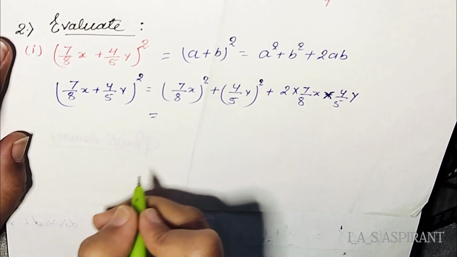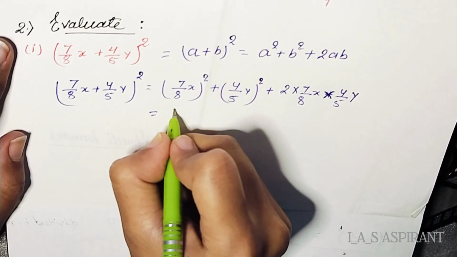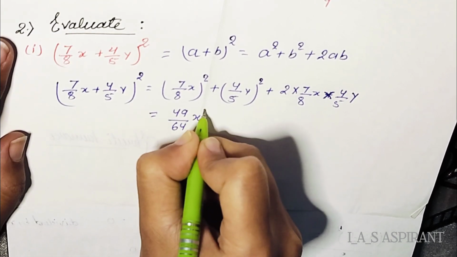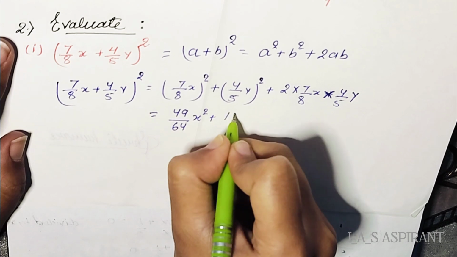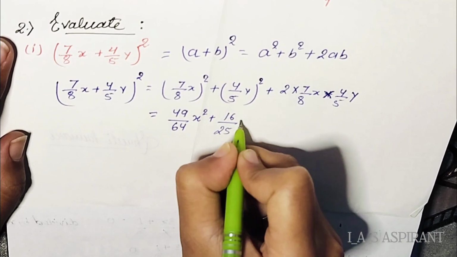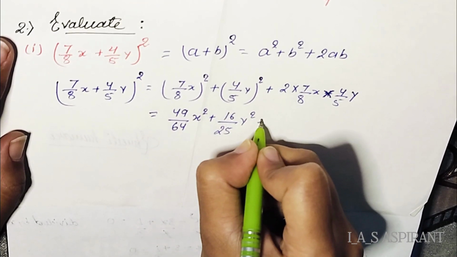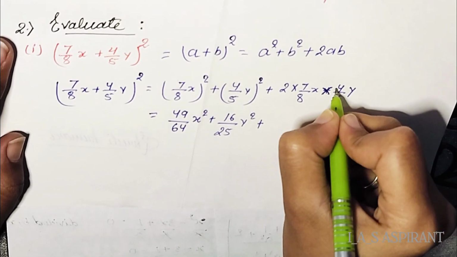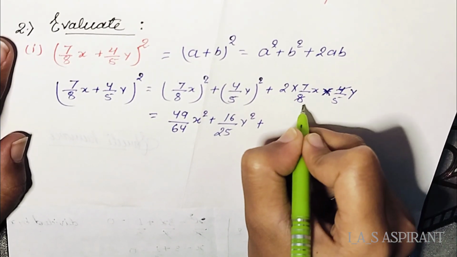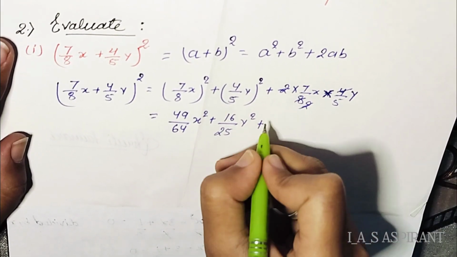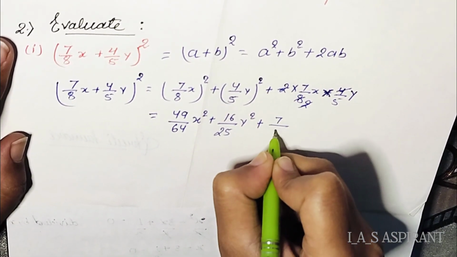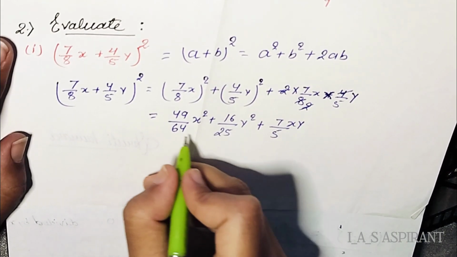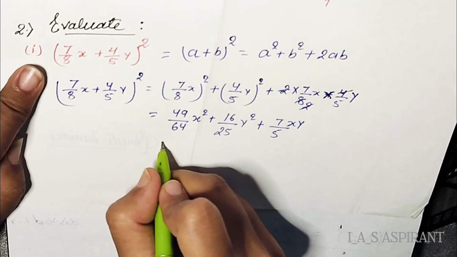Now solve this one. 7 sevens are 49, 8 eights are 64, so 49x square by 64, plus 4 fours are 16, 5 fives are 25, so 16y square by 25. Now again plus, and here we can cancel out. 4 twos are 8 and 2 twos cancel, so it is 7 by 5 xy. This is the expanded form, so the answer will be this.